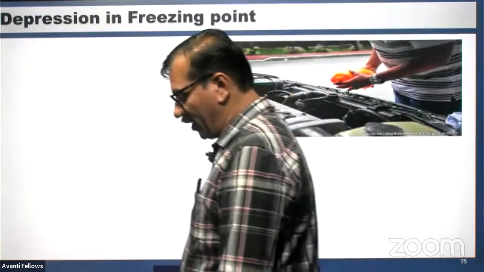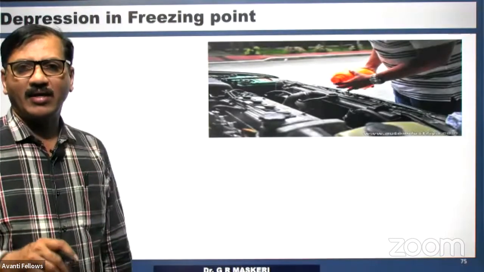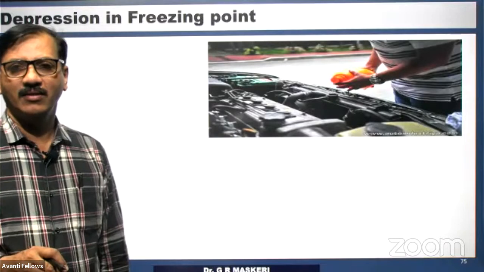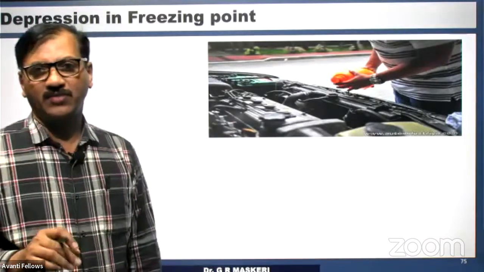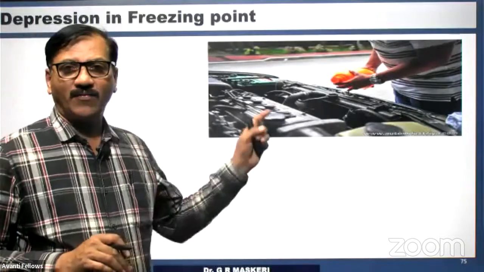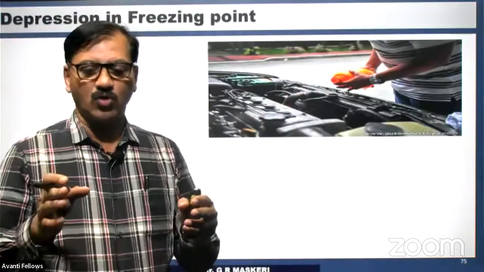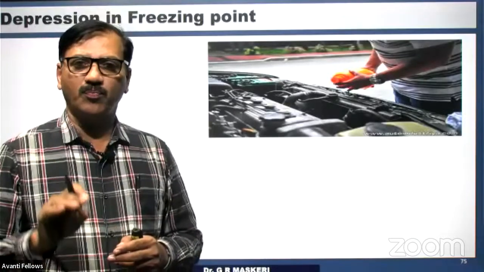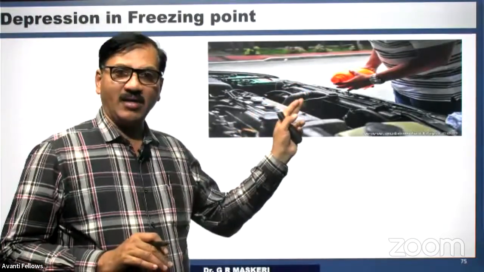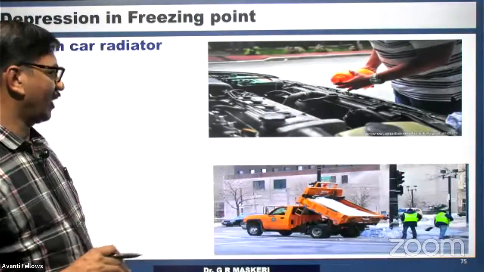Now, where do we observe this depression in freezing point? In cold countries where the temperature goes below 0 degrees Celsius, the water used in the cars as coolant becomes ice. It solidifies, freezes, and therefore it won't do its work. Therefore, what they do is they mix ethylene glycol, so that the whole solution freezes below -4 degree or below -5 degree according to the requirement. So it cannot become solid. Therefore, this is being done, right? Okay, water in the car radiator.